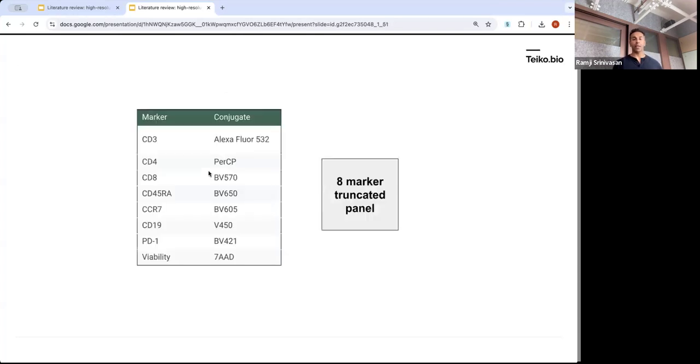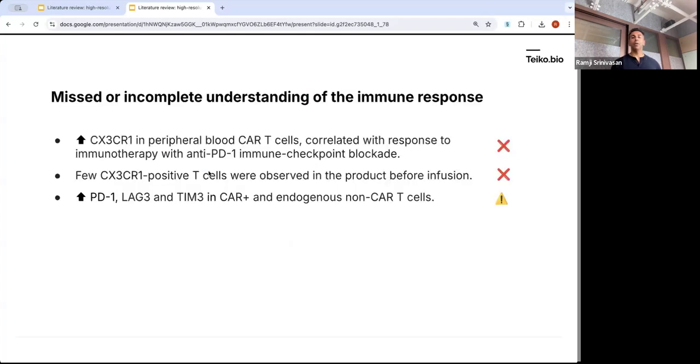Now let's shrink down the panel once more, CD3, CD4, PD1, viability, and run this 8-marker truncated panel. Again, this is a thought experiment. We didn't actually run this, but one would have missed 2 out of 3 of these findings. So the CX3CR1 in peripheral blood CAR T cells correlated with response, the other cells that were observed in the product before infusion, and the state markers as well. That would have been partially found because we have PD1 as a marker.